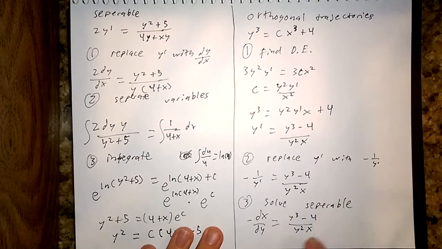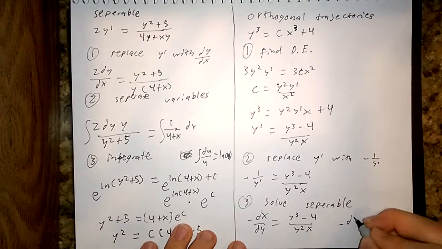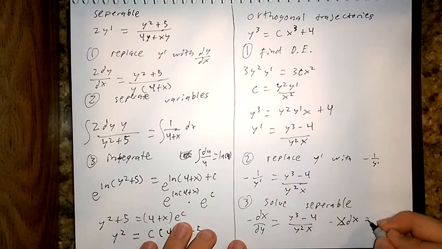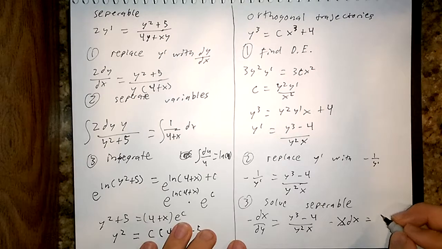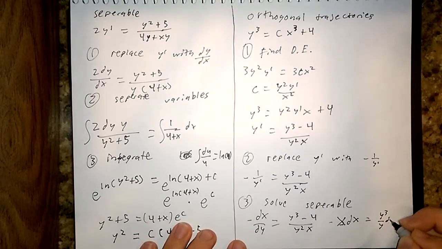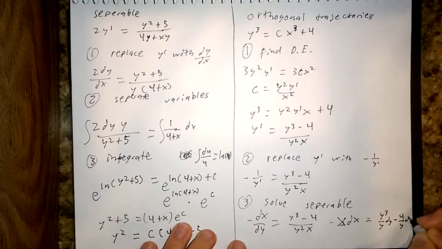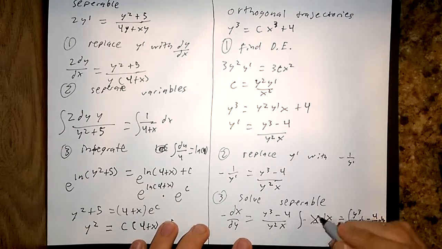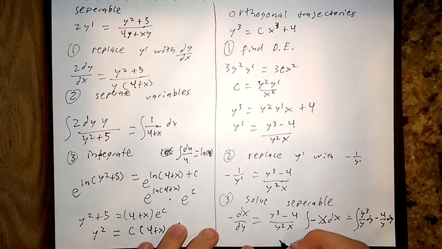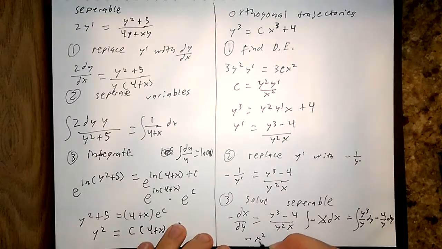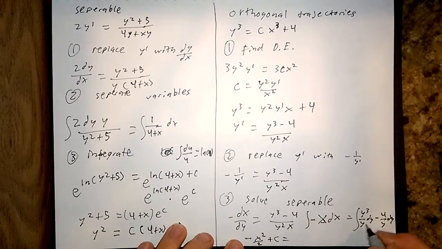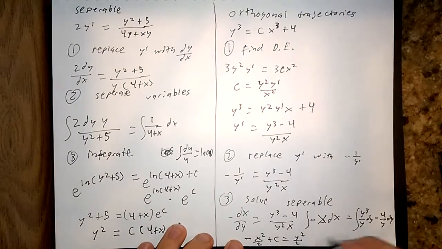We separate these and we end up getting negative x dx equals y cubed over y dy minus 4 over y dy. Hope you guys can see that. And we integrate both sides. There's a negative right here. And then we just end up getting negative x squared over 2 plus c equals, the integral of y is just y squared over 2. The integral of this is just going to be plus 4 over y.